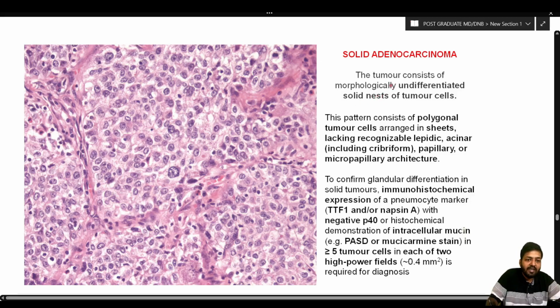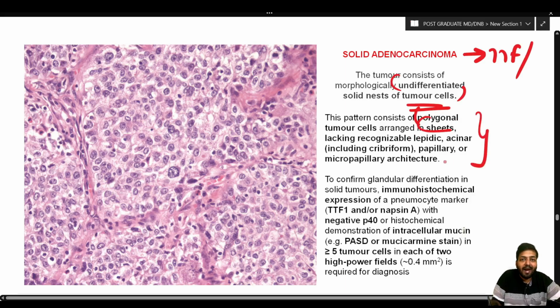Over here you can see undifferentiated solid nests of tumor cells can be there, and it is in these carcinomas that TTF and or napsin stain is required. The pattern consists of polygonal tumor cells arranged in sheets lacking any recognizable lepidic, acinar, papillary or micropapillary architecture. When this architecture is not present, then we are seeing it as solid.